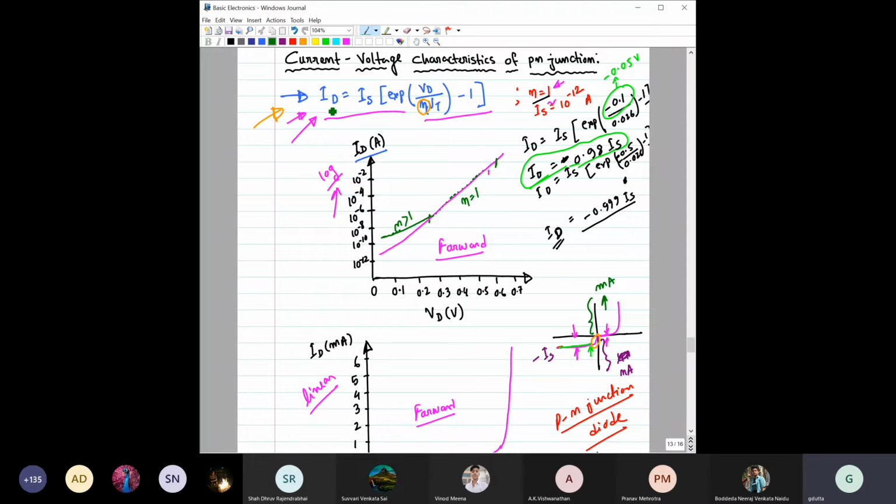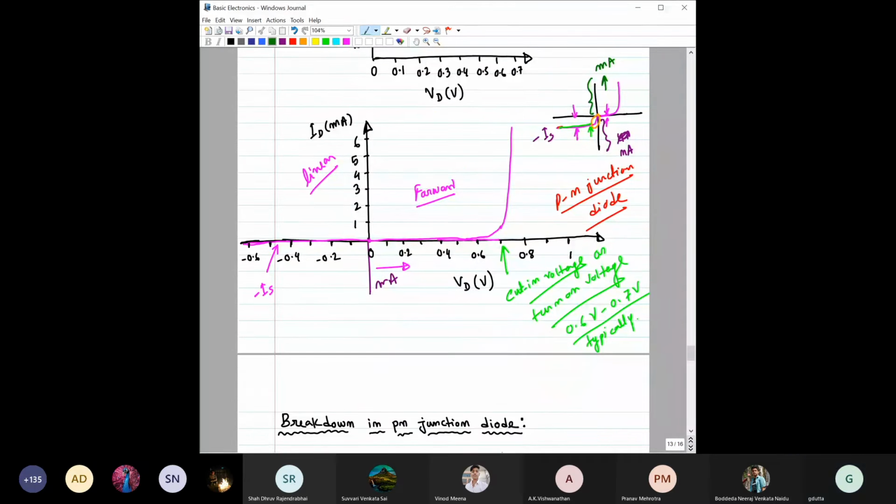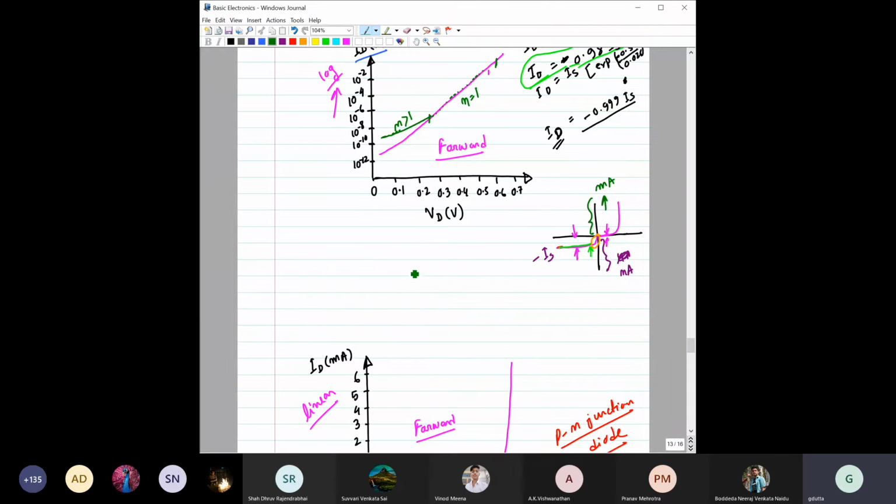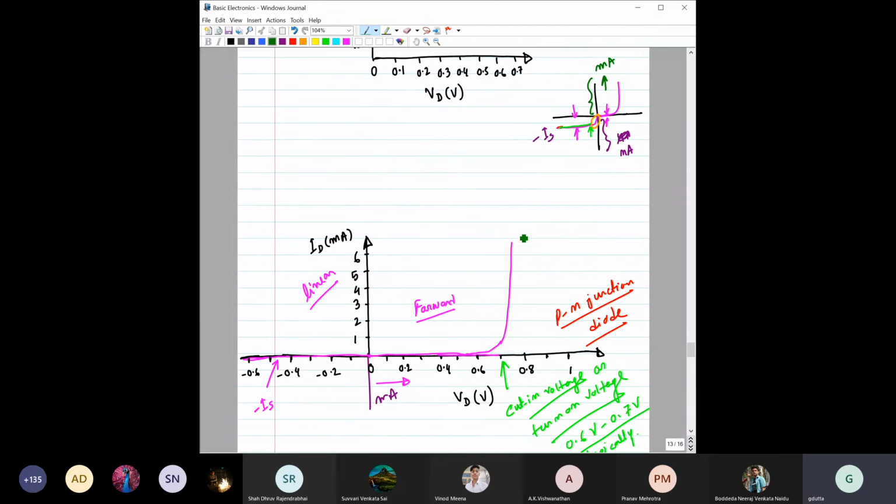Yeah, here one more interesting thing maybe I should discuss, before we go to the breakdown. Let me write this diode equation once again. So ID equals IS times the exponential of VD by Vt, minus 1, right? Now see, what is the value of Vt? It is 0.026 volt, right?